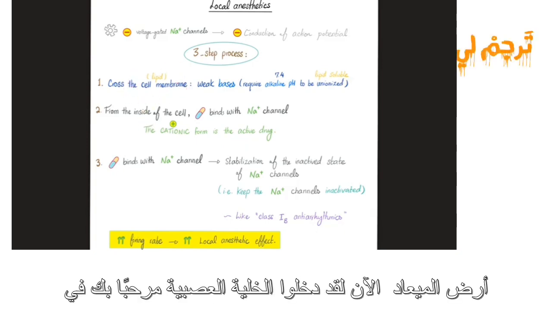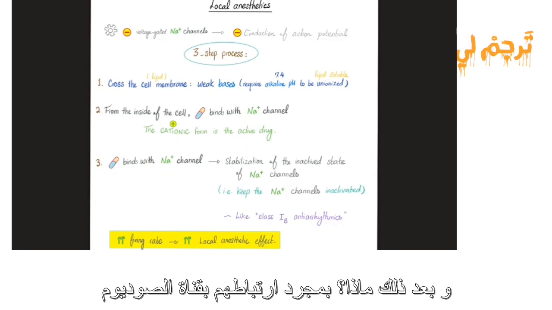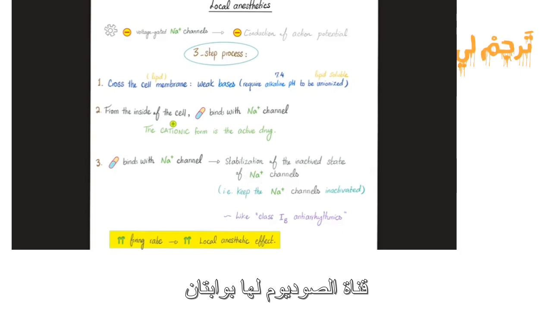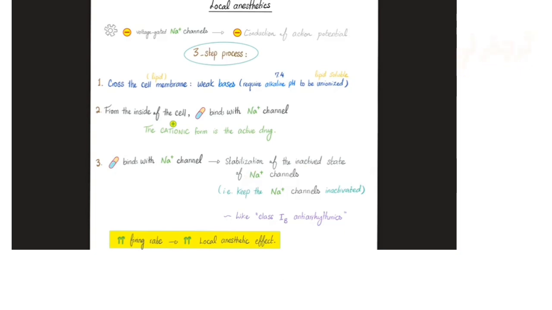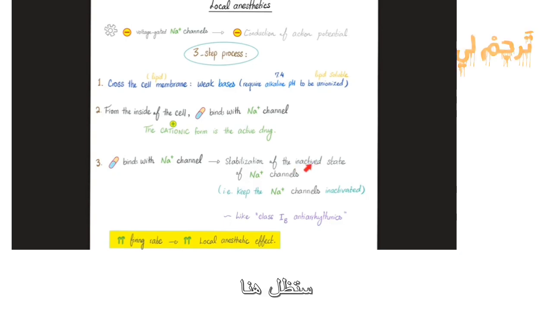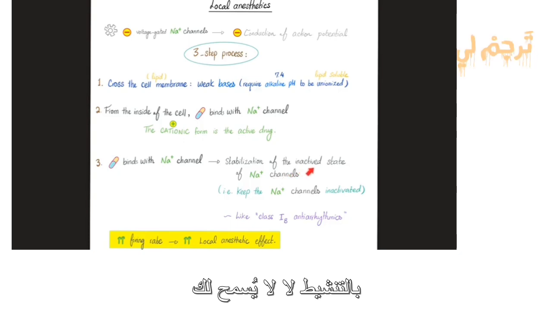Now they have entered into the neuron. Welcome to the promised land. From the inside of the neuron, they will bind to the sodium channel. And then what? Once they bind to the sodium channel, they will stabilize it in the inactivated state, because the sodium channel has 2 gates and has 2 states, the activated state and the inactivated state. So, you know what, sodium? You will remain here. Just stay still. Stay in the inactive state. You mean I'm not allowed to activate? Nope, you're not allowed. Just be inactive.